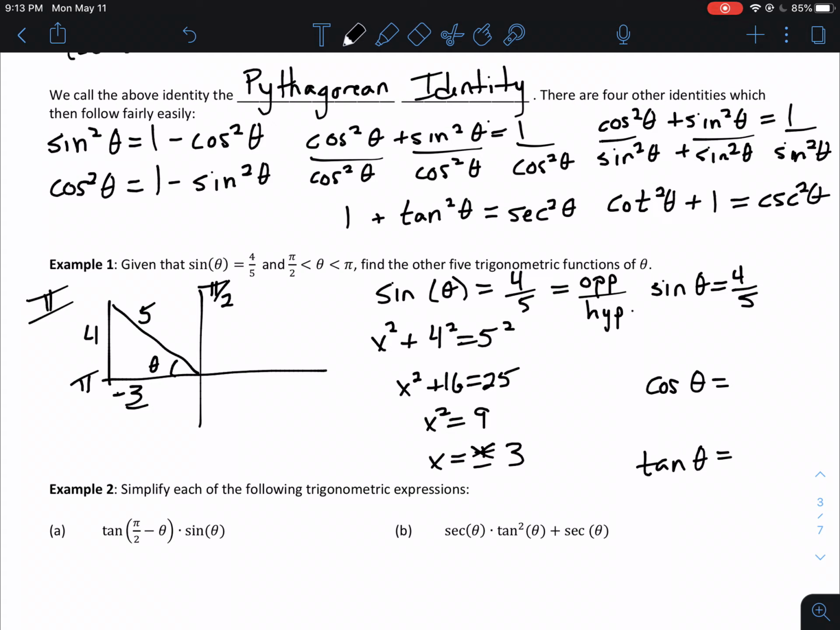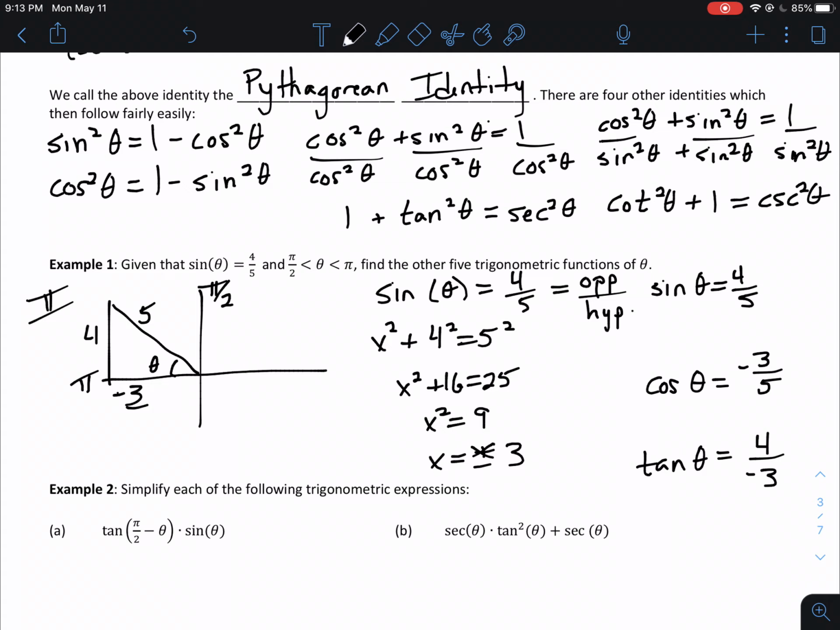Let's find these first, and I'll show you a quicker way of finding those. So cosine of theta, you're looking at your adjacent side over hypotenuse. Well, adjacent is negative 3, hypotenuse is 5, so there would be cosine. Tangent, remember, is opposite over adjacent, so that would be opposite of 4 over adjacent of negative 3.